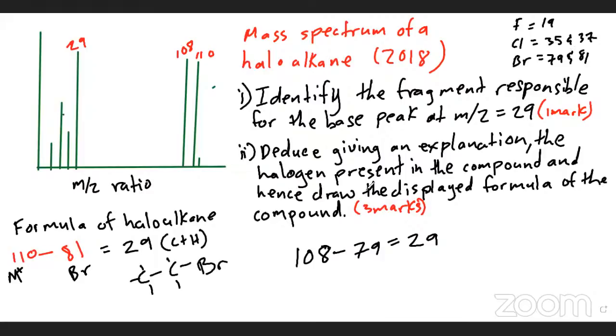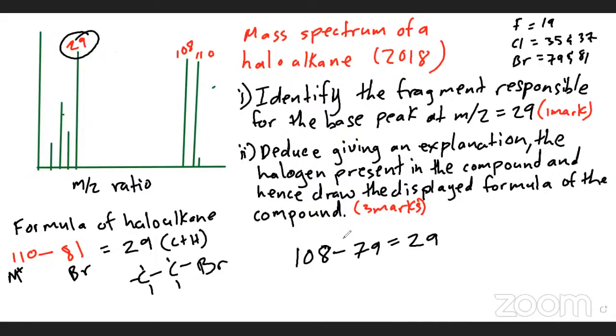All right. So when we look at this compound, we only have one fragment, which is 29. That tells us the compound consists of two carbons. Chlorine has a mass of how much? 35. So if you add a chlorine to that mass, it cannot give us 108. The next halogen is bromine. Bromine has a mass of 79 and 81. When you attach that to the ethyl fragment, it gives you 108 and 110.